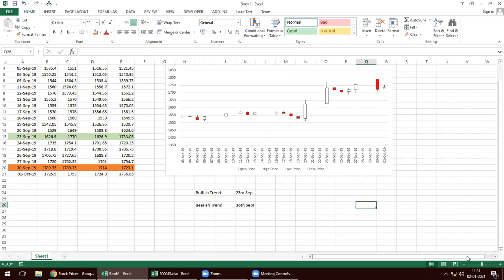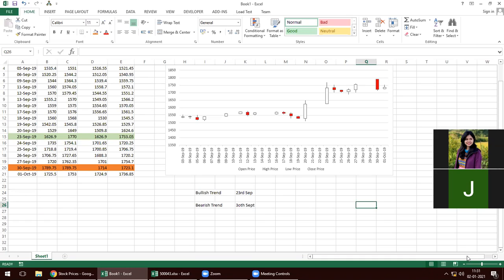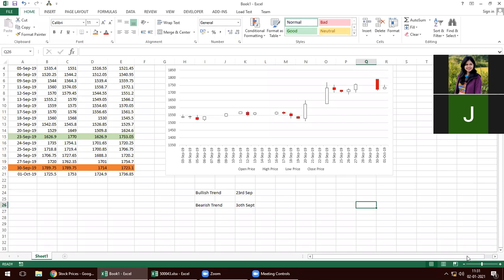Naveen, when is your company having a bullish trend? Sir, bullish on 23rd September, and bearish trend on 27th September. Okay, it means something happened on 23rd September. Okay, good.